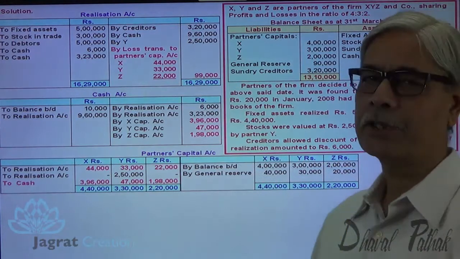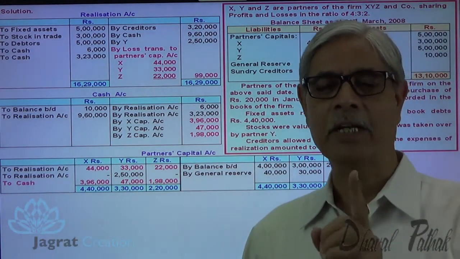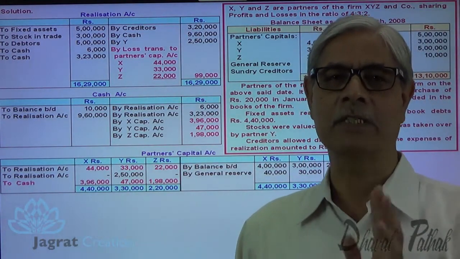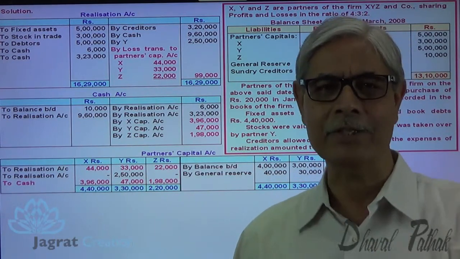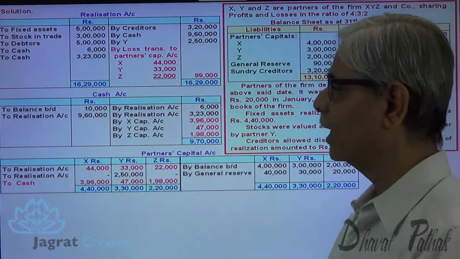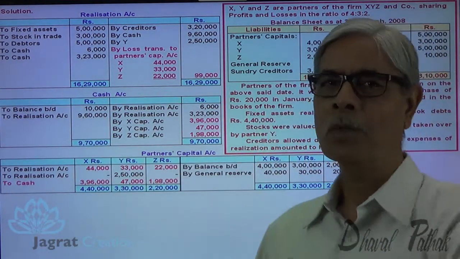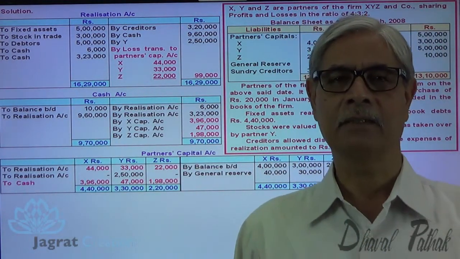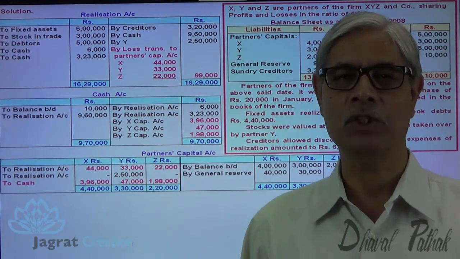Now close cash account. The balance in cash account should be zero because the partnership firm is dissolved. The total cash gets distributed amongst partners. So have a total of cash account that works out to be 9,70,000. Our cash account agrees. This is how this sum gets solved.